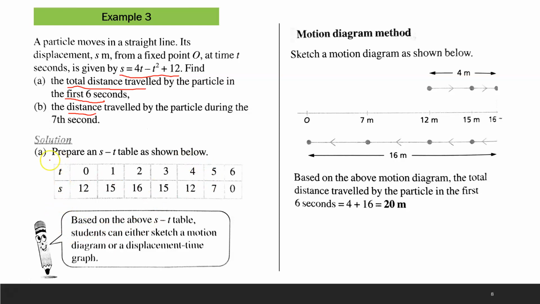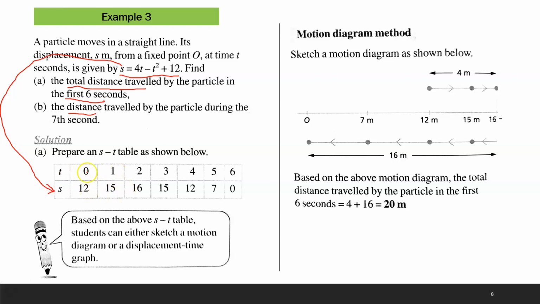Okay. Kenapa kita buat macam ni? Supaya senang kita mau plug in the value. Okay. So, first kita cakap dia ada first 6 second. So, the time will start from 0, 1, 2, 3, 4, 5 until 6. First 6 second. Okay, then the second row will be the S. So S ni you ganti masuk formula yang ini. You ganti masuk formula yang ini ke dalam this S.